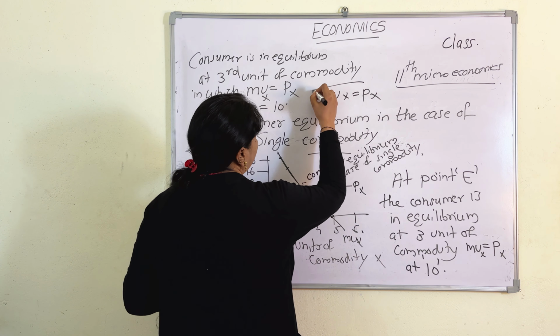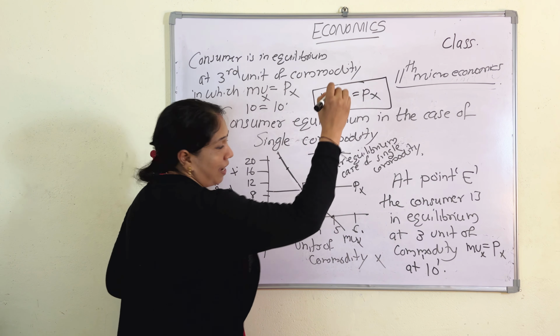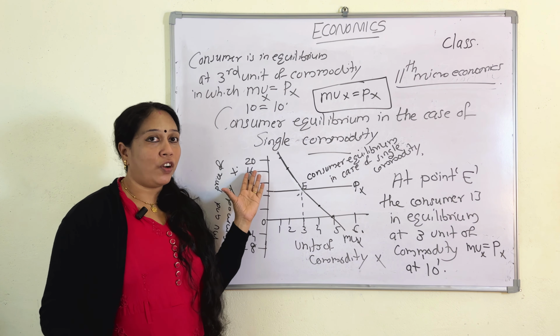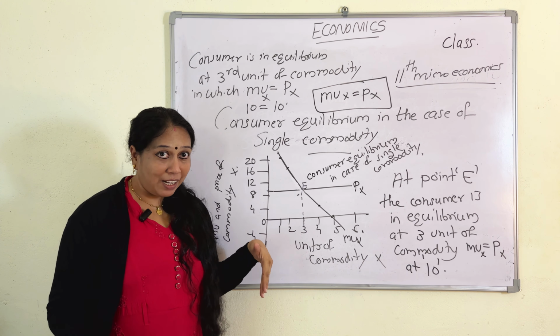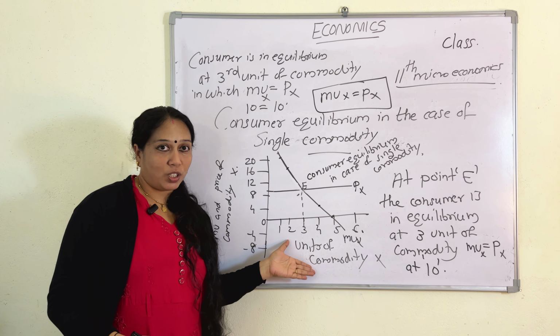What is that formula? MUX equal to PX. I think all of you understood today's class. Today we studied about consumer equilibrium in the case of single commodity. You can write the notes also.